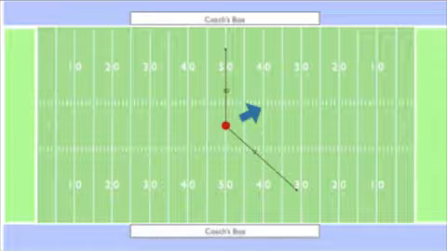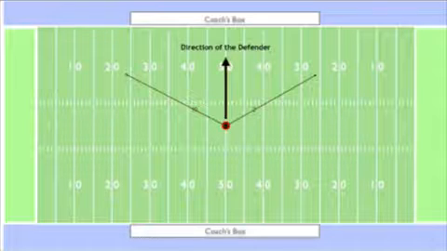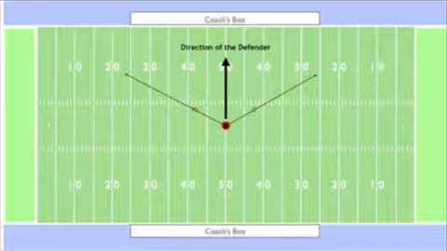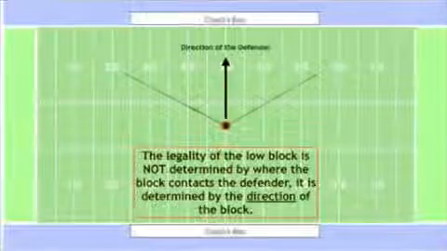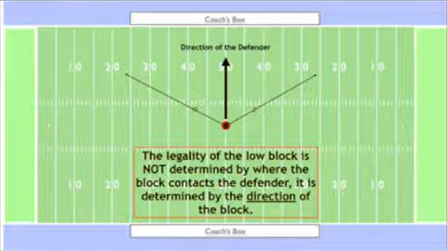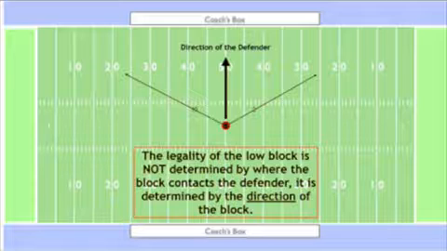Let's go back to the clock face region pointed up, or towards the sideline, in this case, as the defender is running in this direction towards the sideline. The blocker will be coming in from another direction. Again, two forces with separate directions. Remember, the legality of this low block is not determined by where the block contacts the defender. It is determined by the direction of the low block.